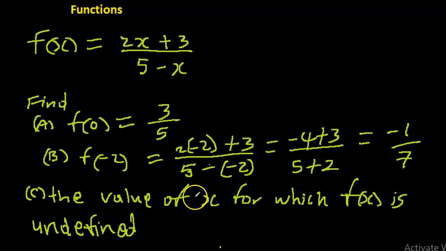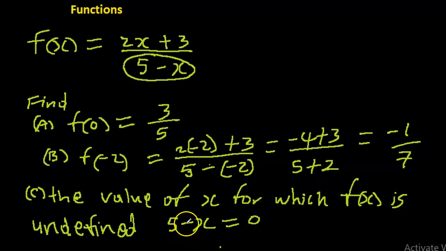Part C, the value of x for which f of x is undefined. Now, for a function to be undefined, it means the denominator has to be 0. Alright? So if it's undefined, it means that 5 minus x is equal to 0. And if 5 minus x is equal to 0 and you're solving there, let me say 5 is equal to x, right?